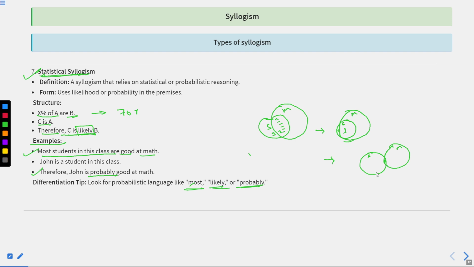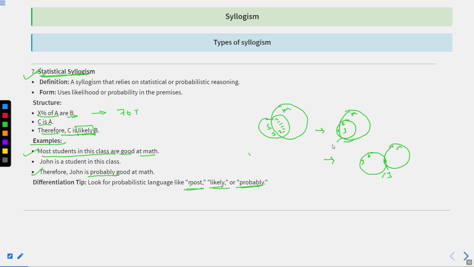Now the students are good in maths. Now, John is a student in the class. This is the first statement. This is the second statement. So, John can be anywhere here in the circle. John can be here also. John can be here also. So, now if John is here, then there are chances that John can be good in maths? Yes or no? Still, there are chances. Here, there is a chance.